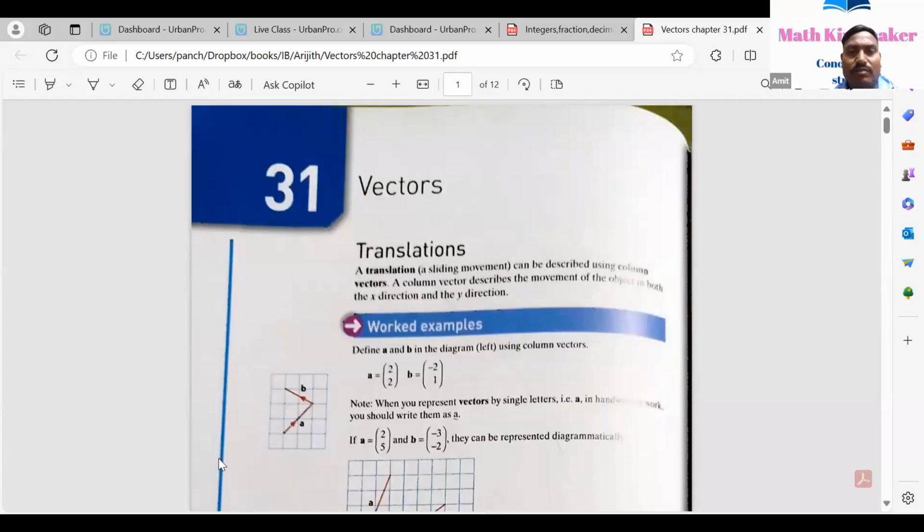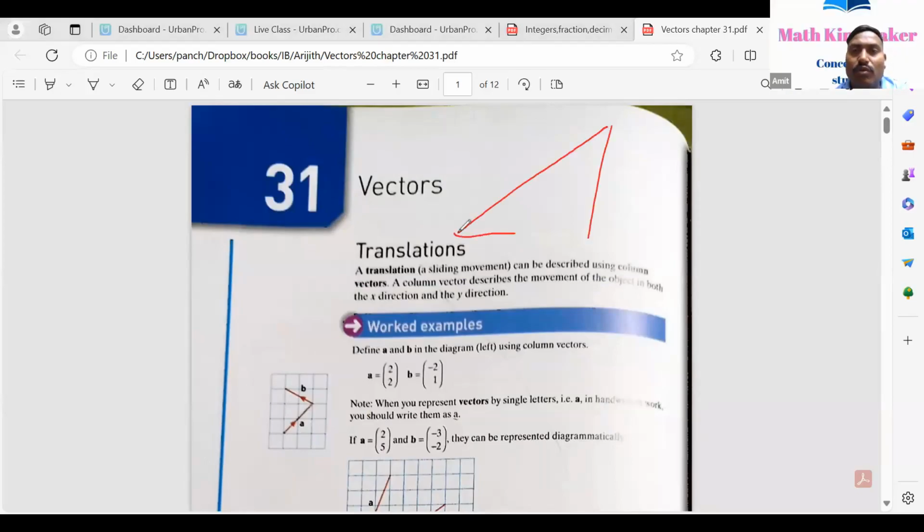So in vectors, we'll study translations. A translation, or a sliding movement, can be described using column vectors. Do you know what translation is? Translation is sliding movement. There are two types of motions.